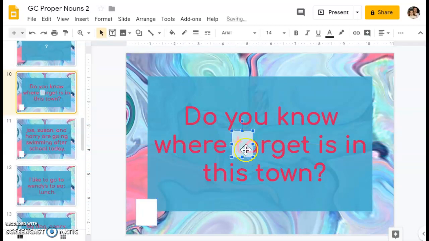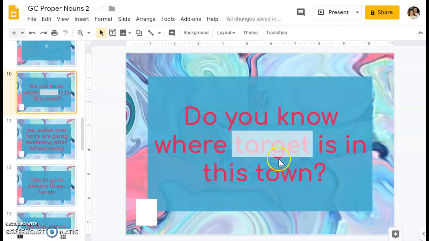So I'm going to put it at the beginning of that word. Then I'm going to take my mouse and I'm going to hover over the middle square, and I'm going to pull that rectangle all the way to the end of that word. Then I just highlighted Target because Target is the proper noun.